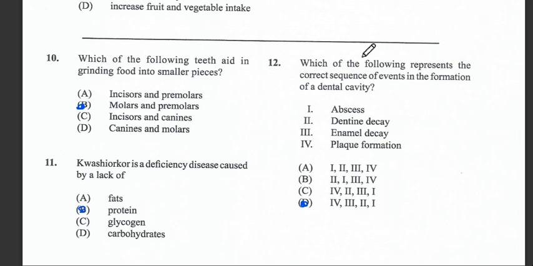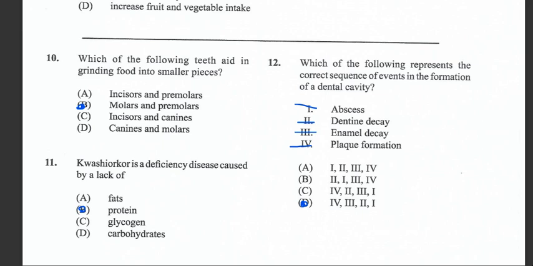So once the enamel starts to decay, then the dentine would decay. The dentine is the inner part of your tooth. And once the inner part of your tooth, which is the dentine, becomes decayed, then we have a tooth infection, which is called an abscess. Alright, so it's just a formation. So we have the plaque first, then the enamel decay, then the dentine decay, and then the abscess. So the answer here for number 12 would be D.